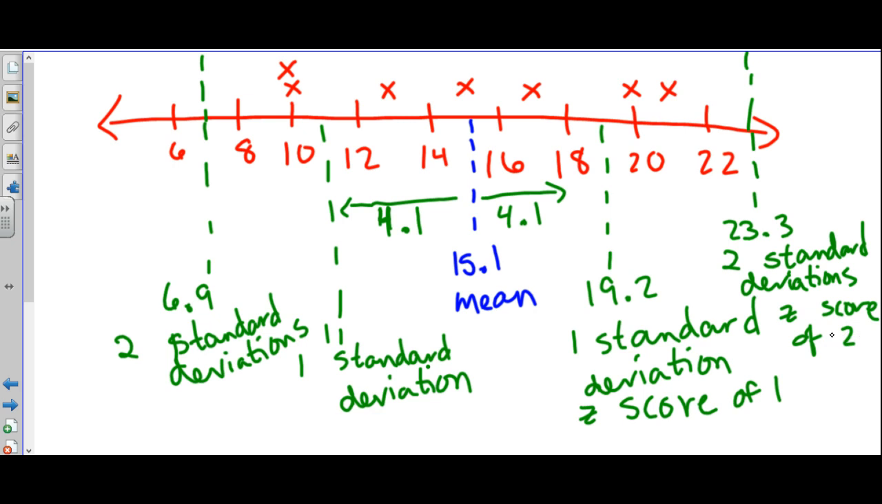Now, when we looked at it as a standard deviation, we didn't care if it was negative or positive. Z-score is going to care. The 11 is one standard deviation away, but it's going to have a z-score of -1 because we went to the left one of the mean. Two standard deviations away would be a z-score of -2.